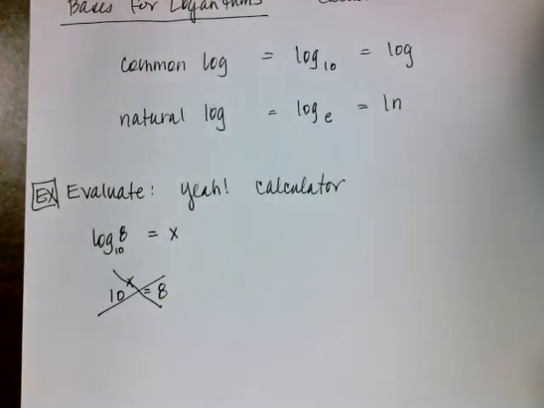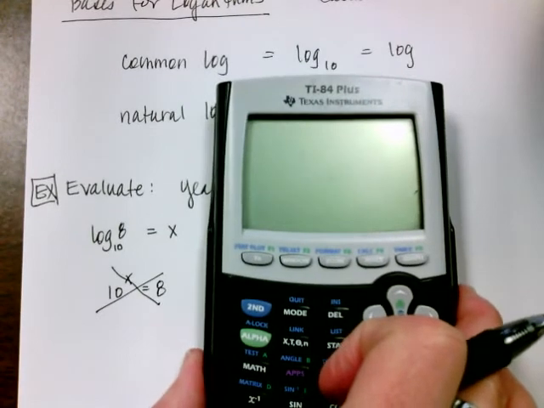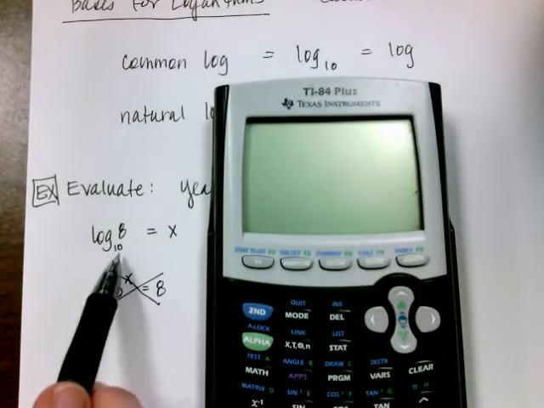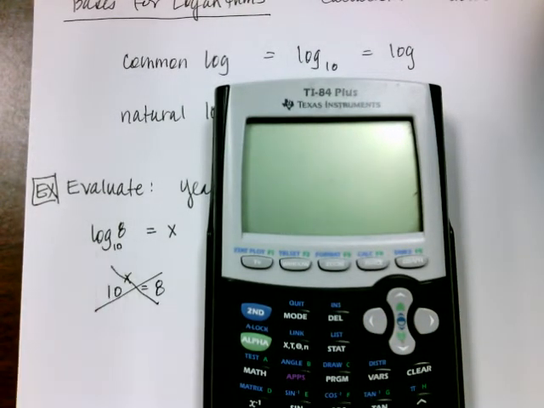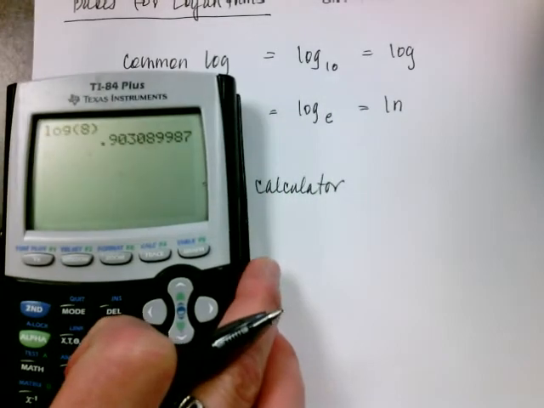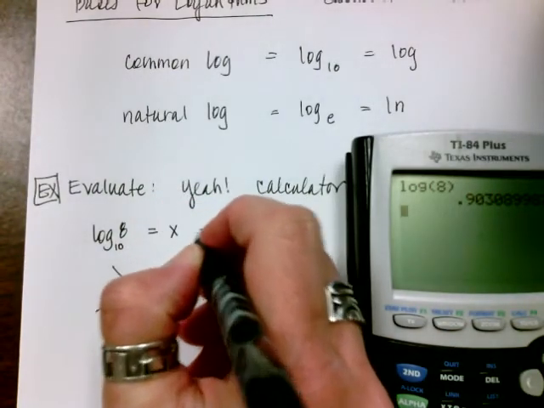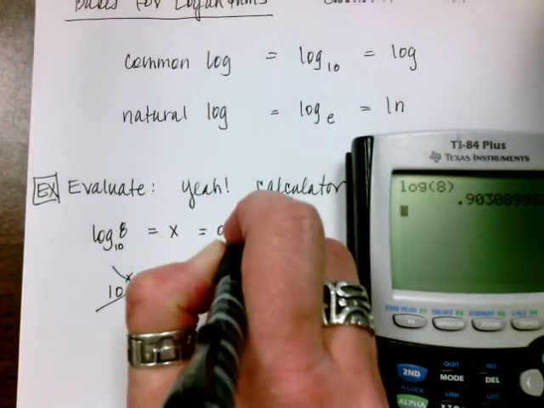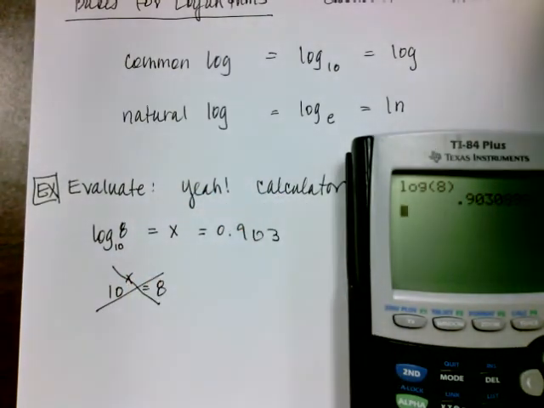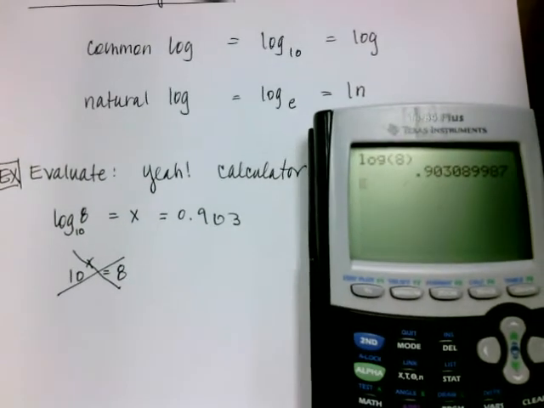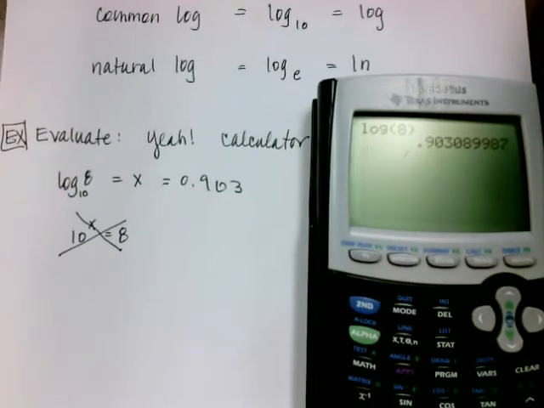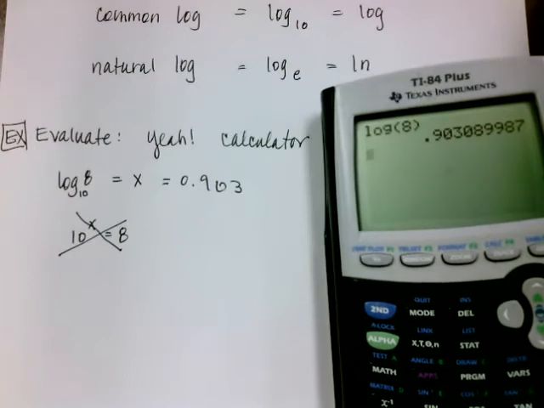I haven't taught you that math yet, so I'm going to do this in my calculator. Remember, if I'm using a common log, it has a base of 10. So when I turn my grapher on, I'm going to do the log of 8, close, and there's my answer. The log of 8 is going to be 0.903. So that's the solution, and I did that by pushing buttons on my grapher.